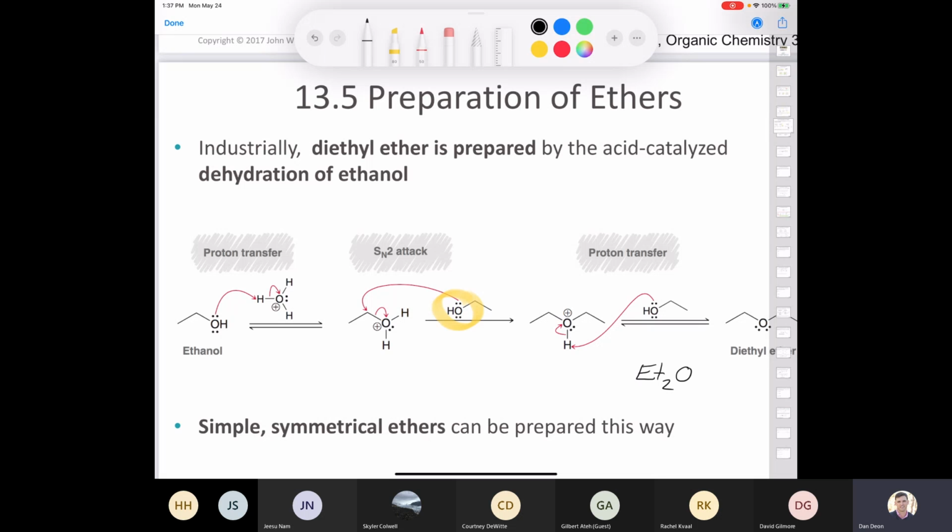So that's an abbreviation of diethyl ether. This is a mechanism I want you to know. Okay, I didn't put this up here just for fun. You must know this mechanism.